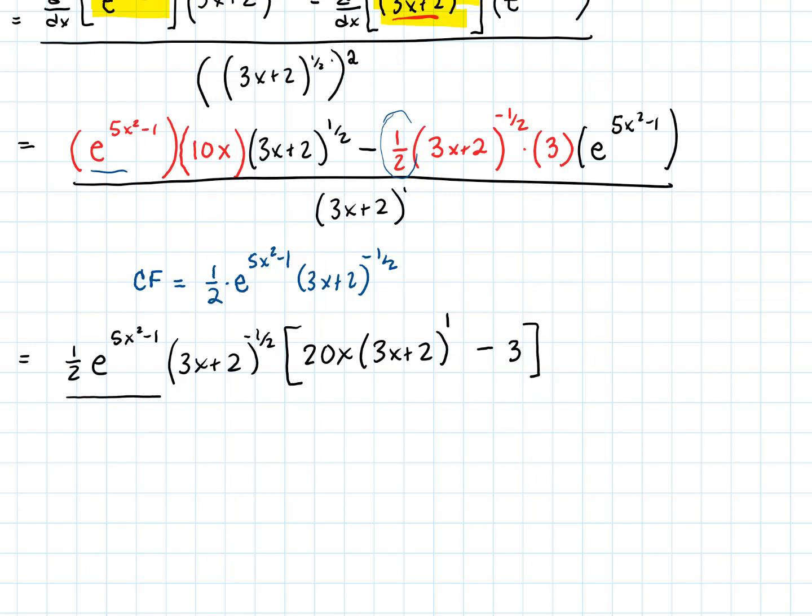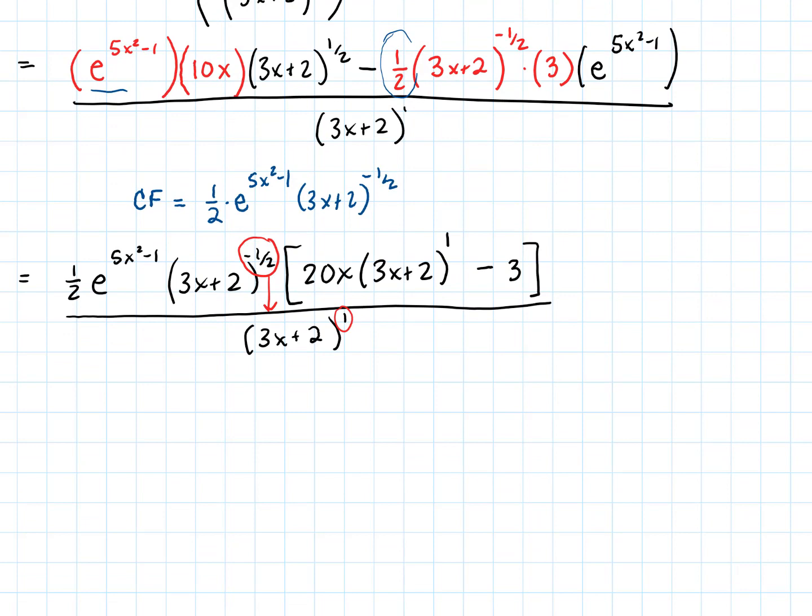And we're still dividing by the denominator, 3x plus 2. Remember that that is to the first. So I am going to drop this minus 1/2 power down. When I do that, I'll be adding 1/2 to that 1. And we will also go ahead and distribute here. So in the numerator here, we're going to end up with 60x squared plus 40x minus 3.